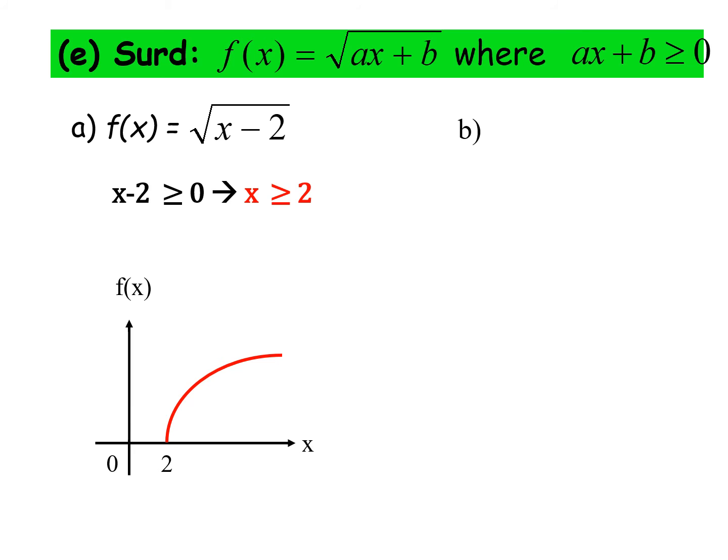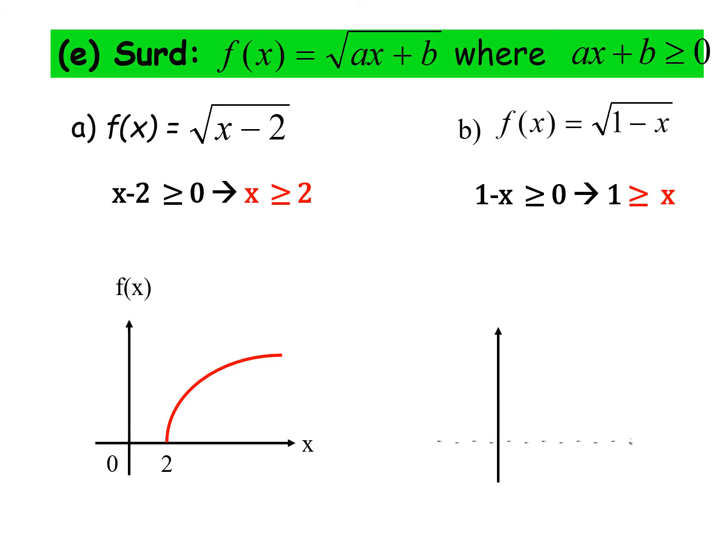And then let's say we want to draw f(x) = √(1 − x). Since 1 − x is more than or equal to 0, we get x less than or equal to 1. So starting with 1 but to the left hand side, because it's x less than or equal to 1. So it's moving to the left side. So the graph will show like this. So this is the square root function.